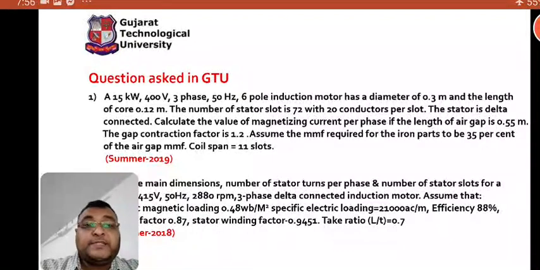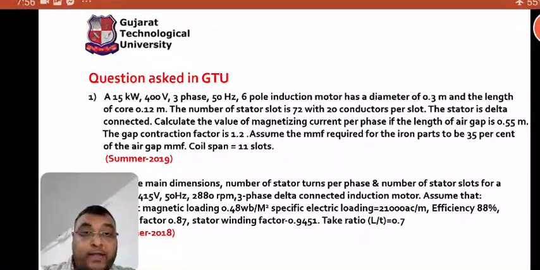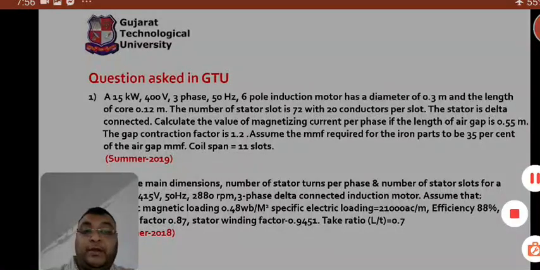Before proceeding with this example, for the solution of any example, first of all we have to begin by collecting the data which is given in the example. So what data have we been given? We have been given a power of 15 kilowatt, a voltage of 400 volt, and a 3 phase, 50 hertz, 6 pole induction motor. So first we collect all the data given in the example.